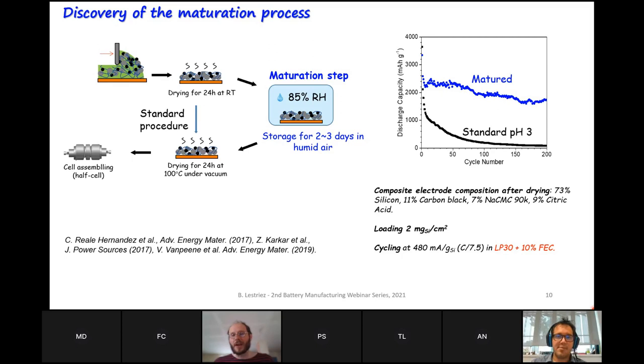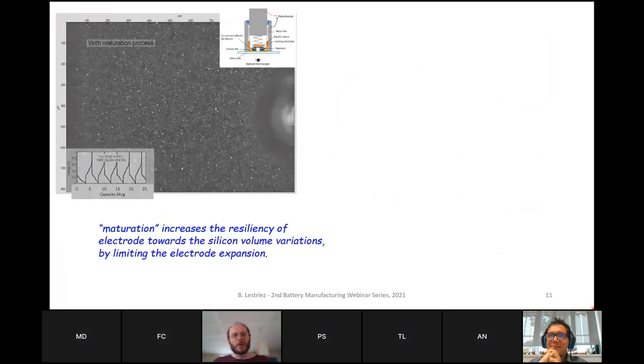for the loading. You can see it at the bottom of the slide, which is significant, that is to say 2 milligrams of silicon per centimeter square. Next. So to convince you of this efficiency of the maturation process, I would like to show you another video.